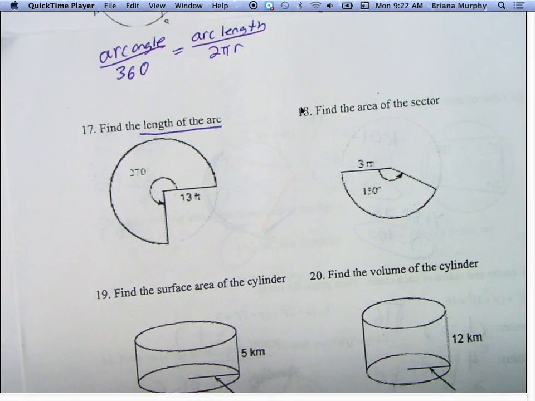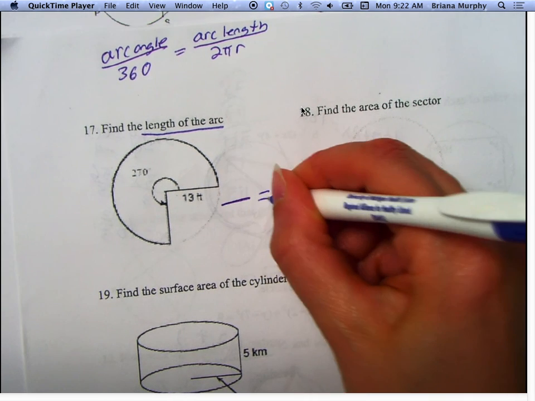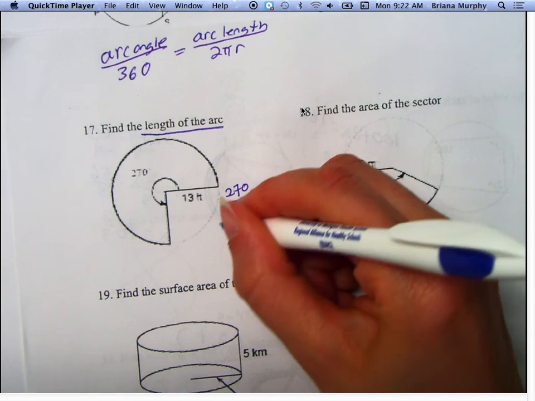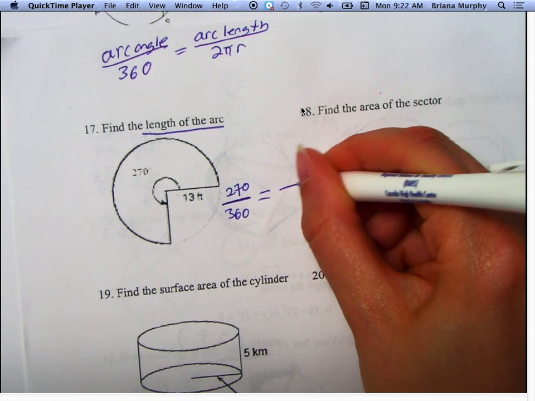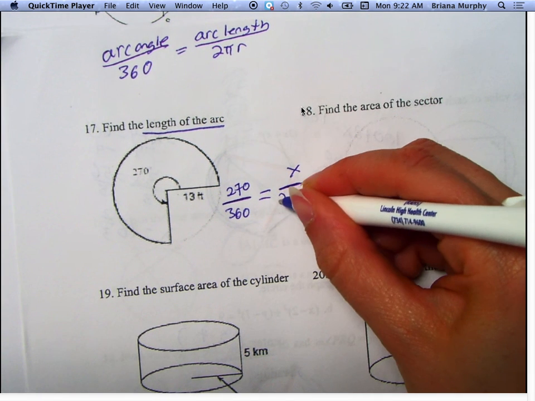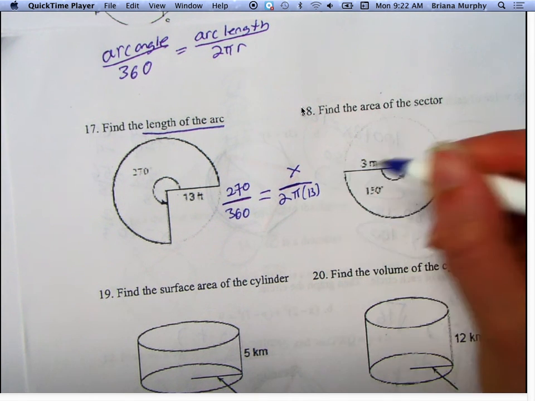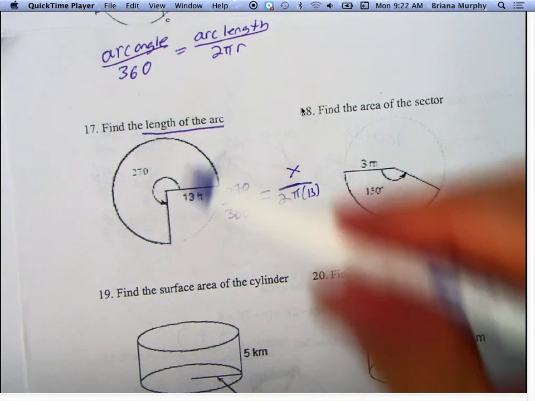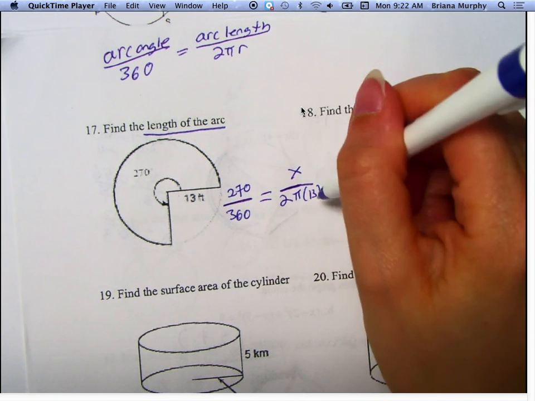Okay. So, what is the angle of the arc for this one? 270. And I put it over what? 360. Equals, what goes on top? Over 2 pi what? 13. You have the right thing down in your circle book now. Yes, that's what's important. All right, we're going to cross multiply.